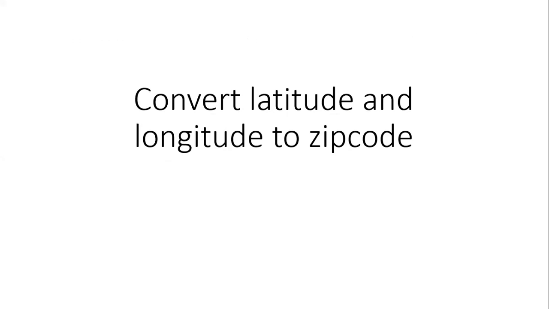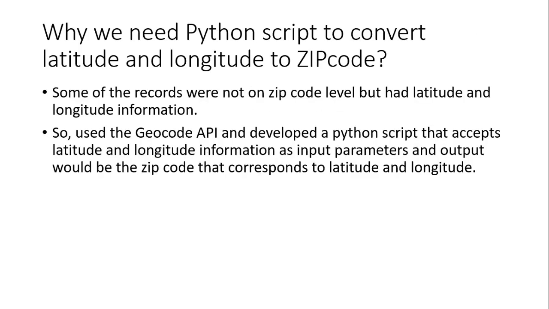Actually, one of the interesting things is that we need to convert the latitude and longitude to zip code. And of course, you might wonder why we need that since they're already in the data set. The reason is that for some records, sometimes you cannot find the zip code. They only give you the longitude and latitude information. And therefore we have to use the Geocode API to retrieve the information about the zip code.